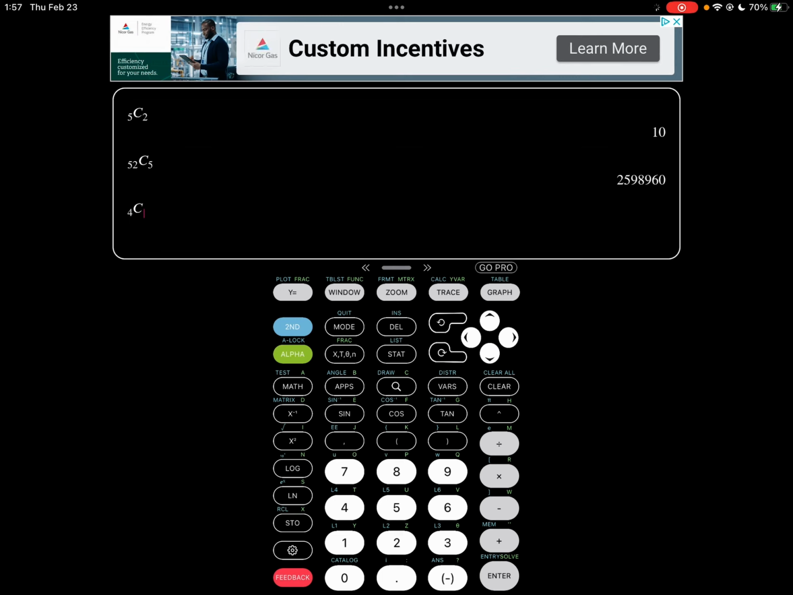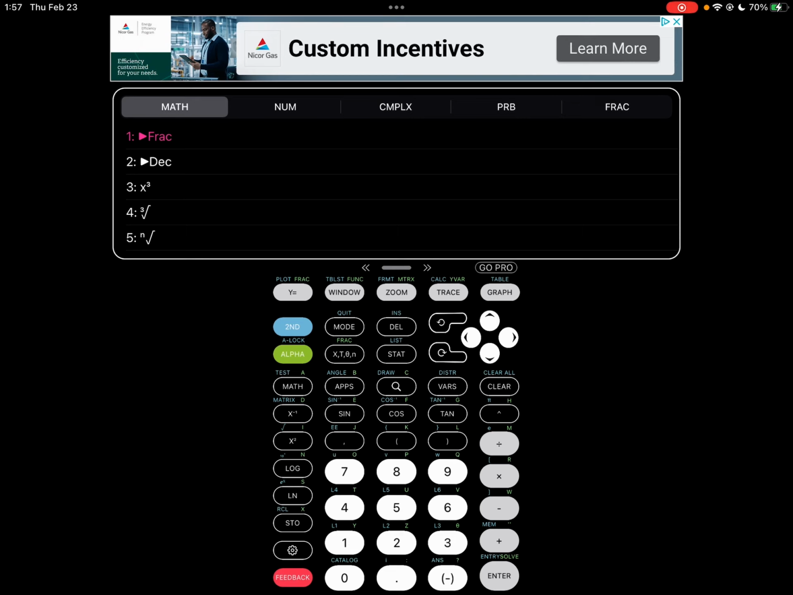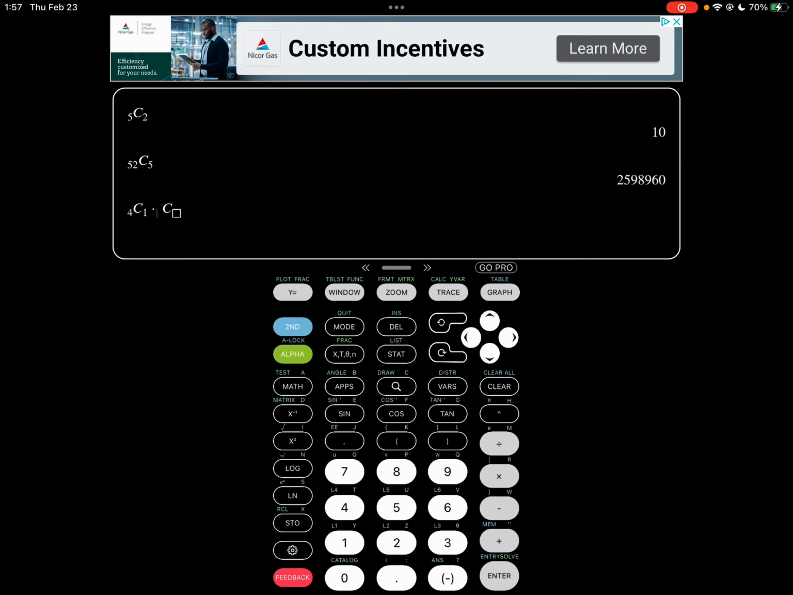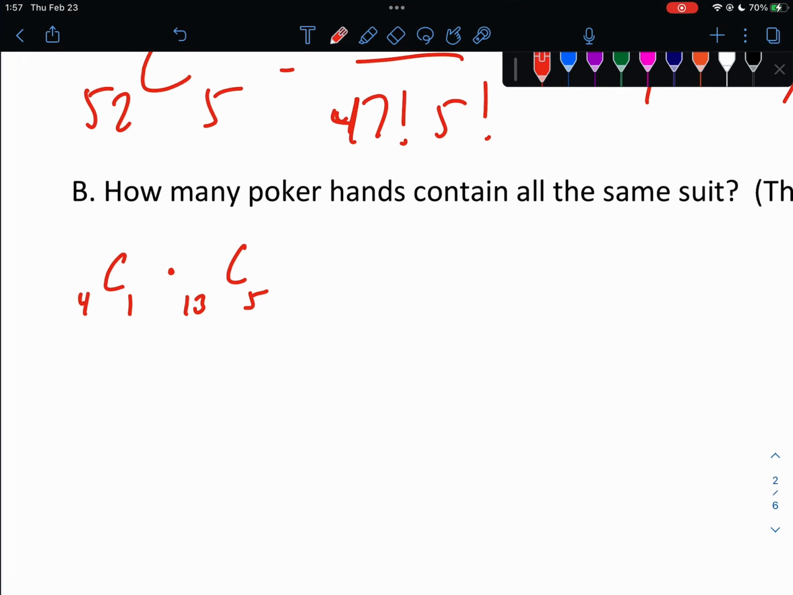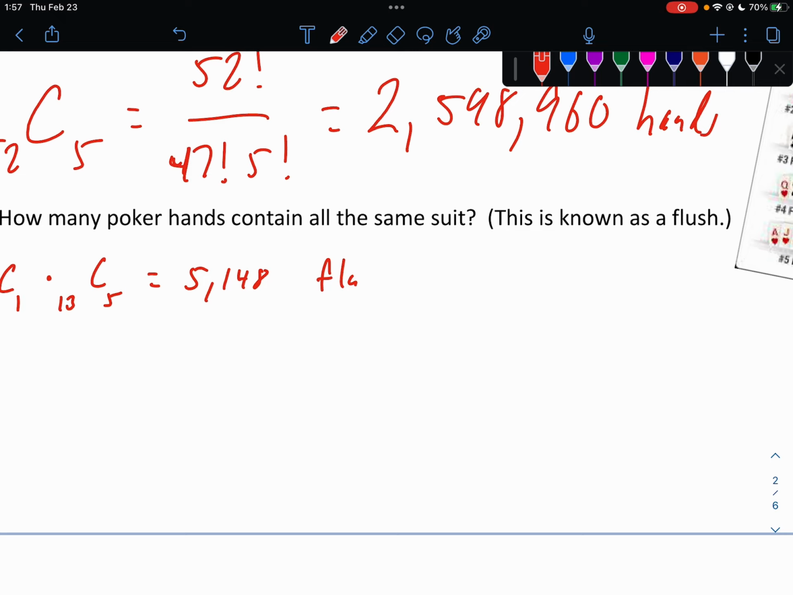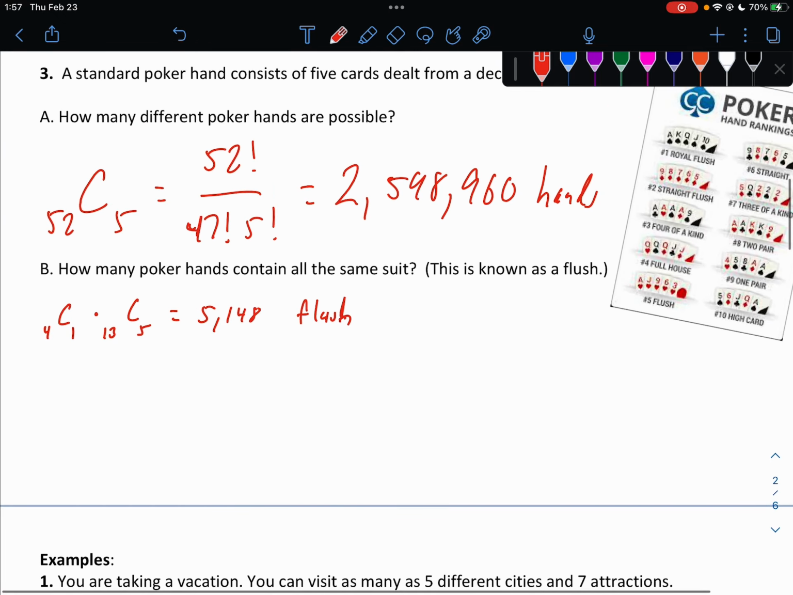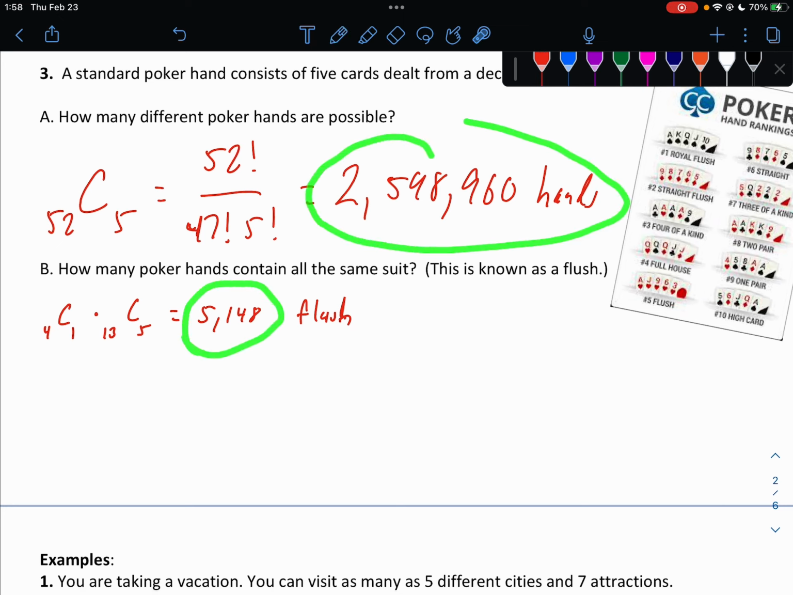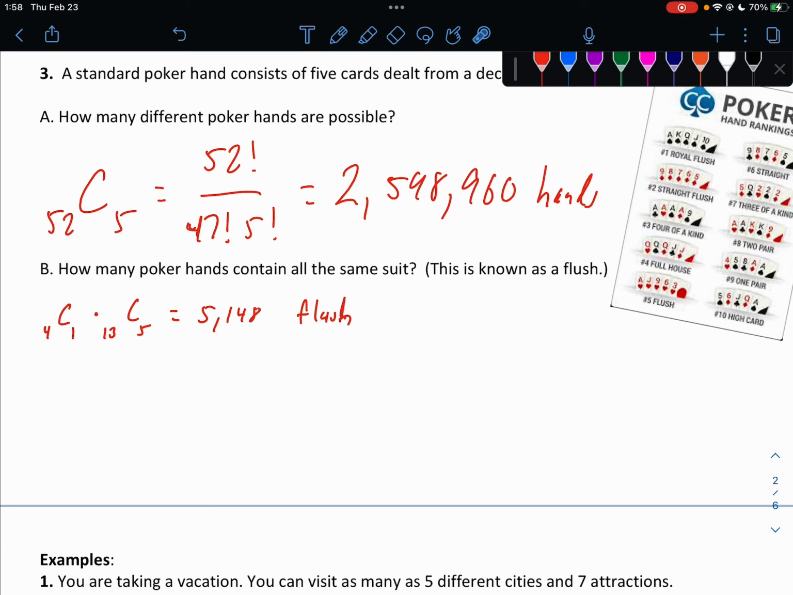We're going to go 4 choose 1, and then times 13 choose 5. And we get 5,148 flush possibilities. You might think, oh man, getting a flush must be really easy if there's that many possibilities. Well, remember, and we'll talk about this later on in the chapter, it's this out of this. So the probability is actually still pretty small.